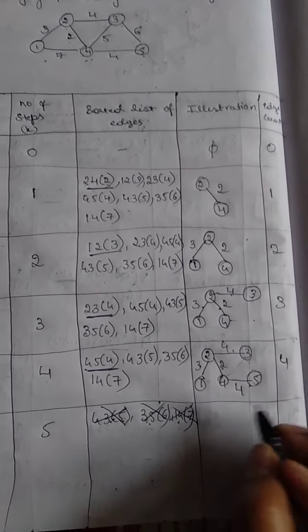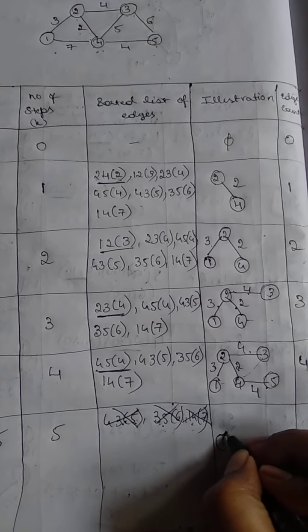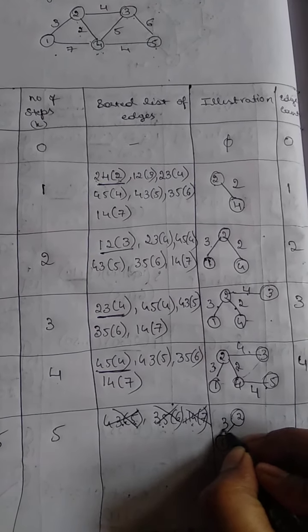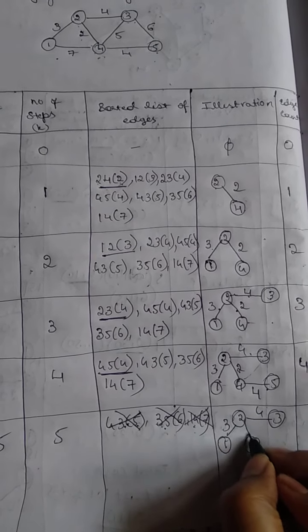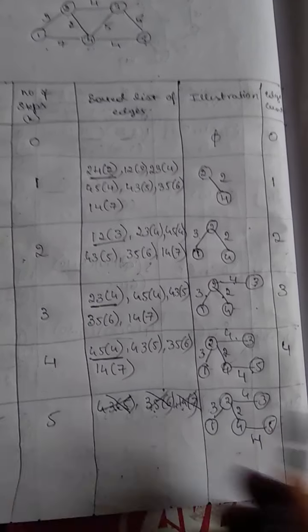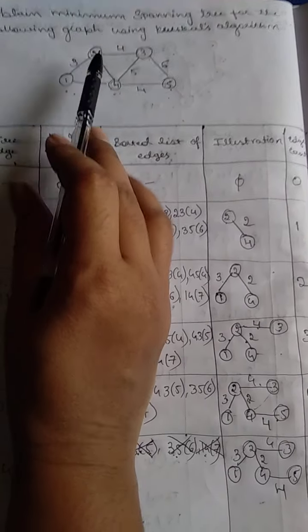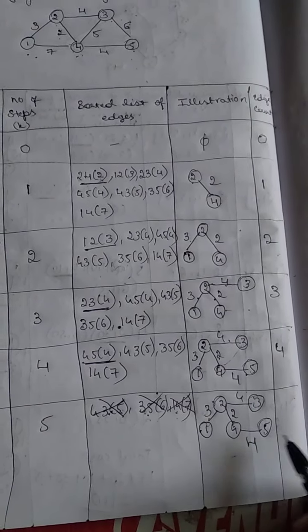Fine. So which is the spanning tree now? This is our spanning tree. 1 to 2, it is 3. 2 to 3, it is 4. 2 to 4, it is 2. And 4 to 5, it is 4. See here, how many vertices are there? 1, 2, 3, 4, 5. Here also all the vertices are present: 1, 2, 3, 4, 5.